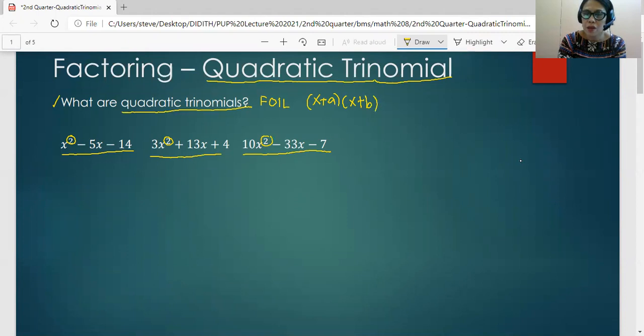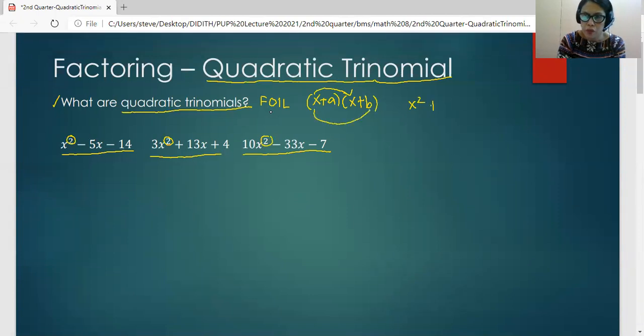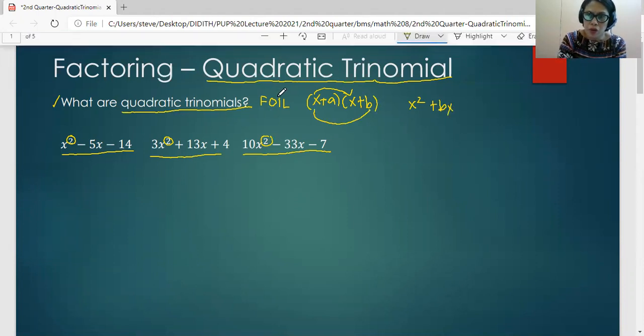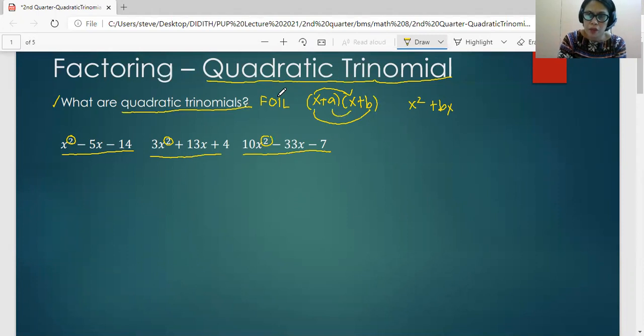F stands here for the product of the first terms. So we're going to multiply x to x here, so we have x squared. And then O here would mean multiplying the two outer terms. So we're going to multiply x to b, so we have bx here. And I stands for the product of the inner terms, so we have a times x. And then for the L, we're going to work on the product of the last terms, so we have ab here.